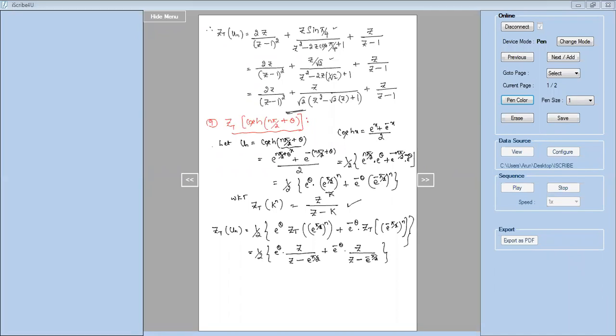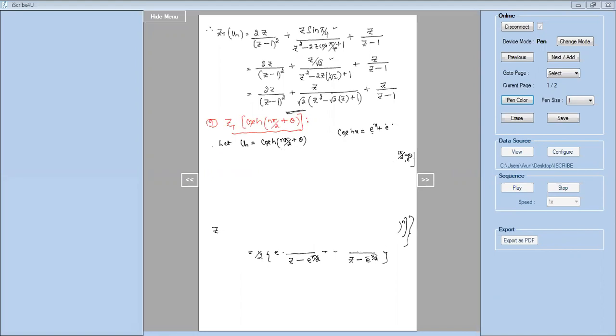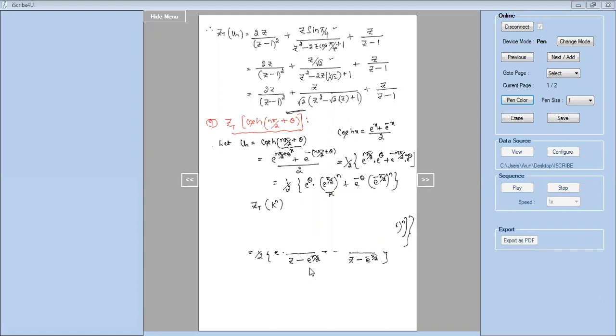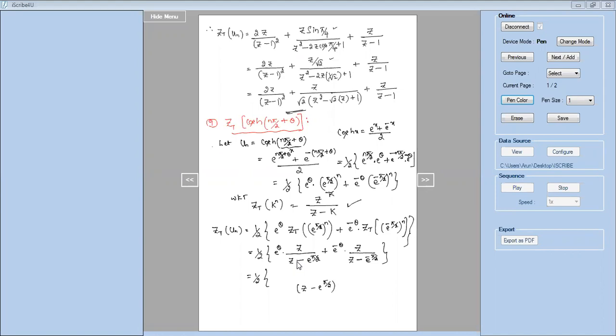It is almost the same as the derivation. So the formula we have applied. Now after this, as usual, you will take the LCM and simplify. Let us follow the same thing. Let us take the LCM and simplify this. This is equal to 1 by 2 into, the LCM is Z minus e power pi by 2 into Z minus e power minus pi by 2.